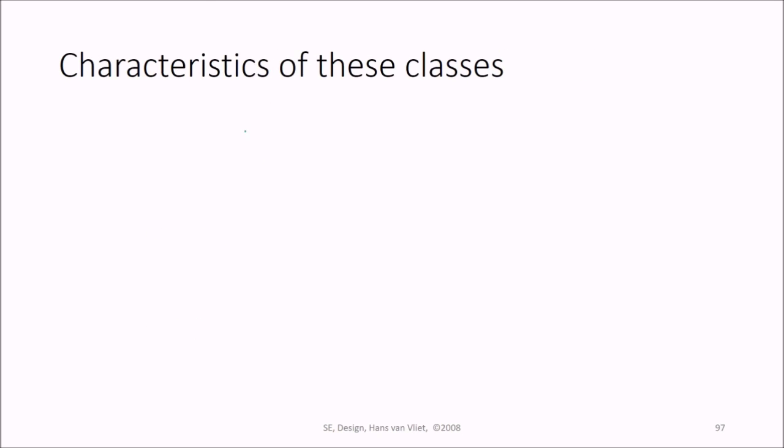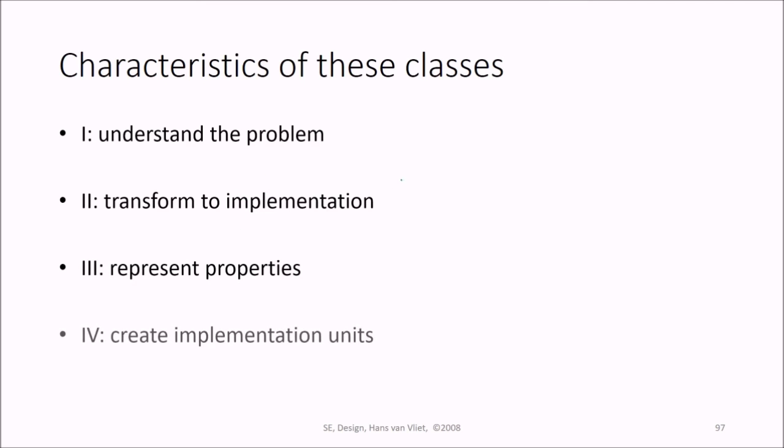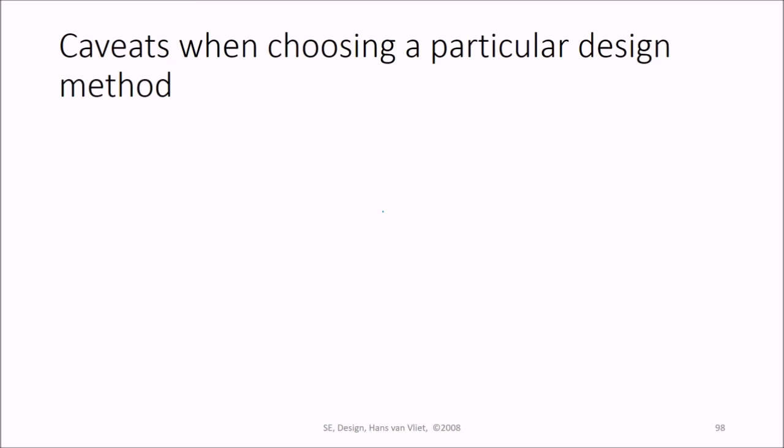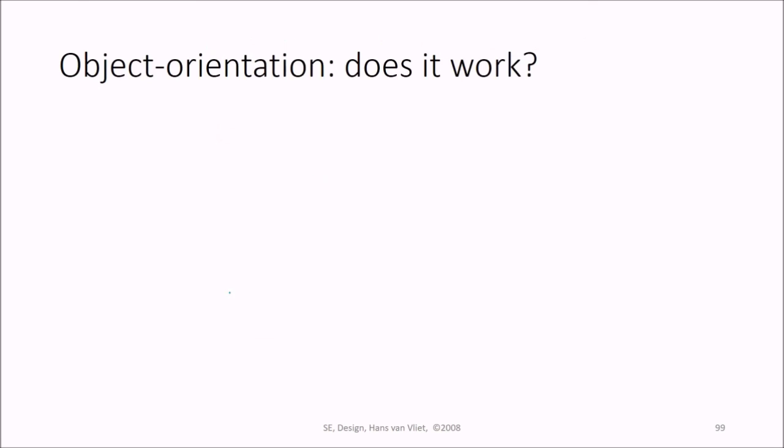Okay. What are the characteristics of these classes? We understand the problem first, transform to the implementation, represent the properties, and create the implementation units. What are the caveats when choosing a particular design method? First, familiarity with the problem domain and the designer's experience, of course. Then the available tools we have in hand, and the development philosophy that we are going to adopt.